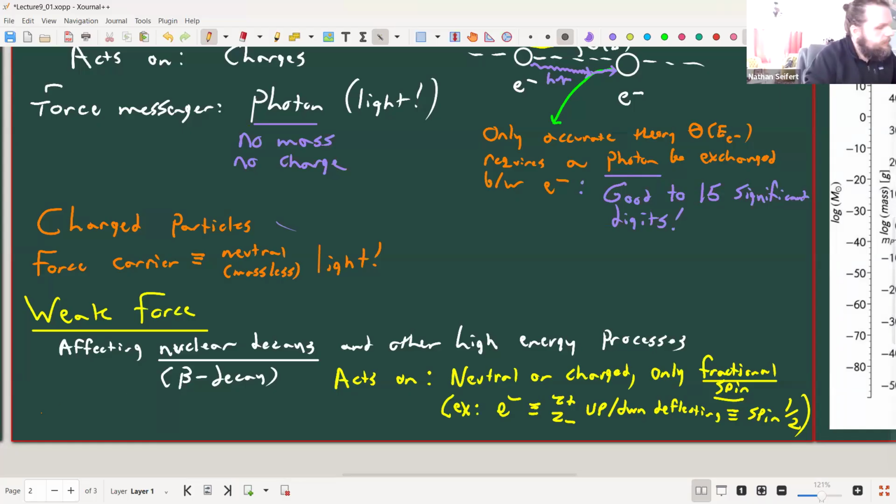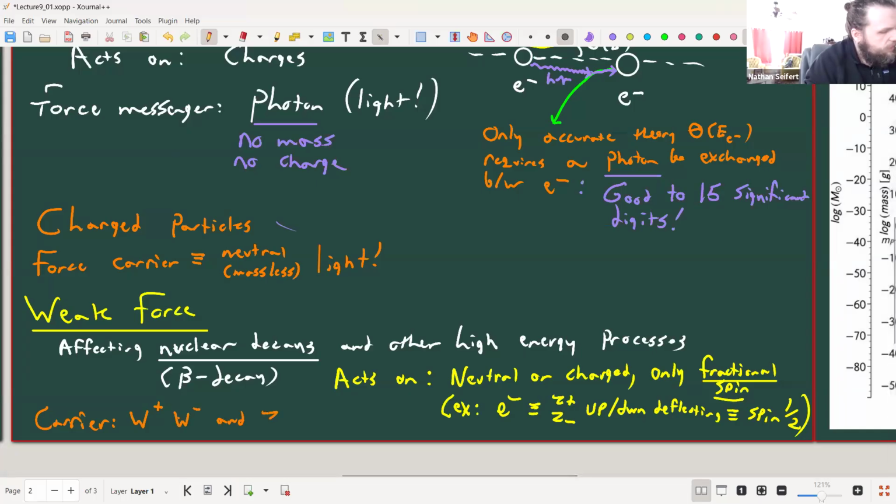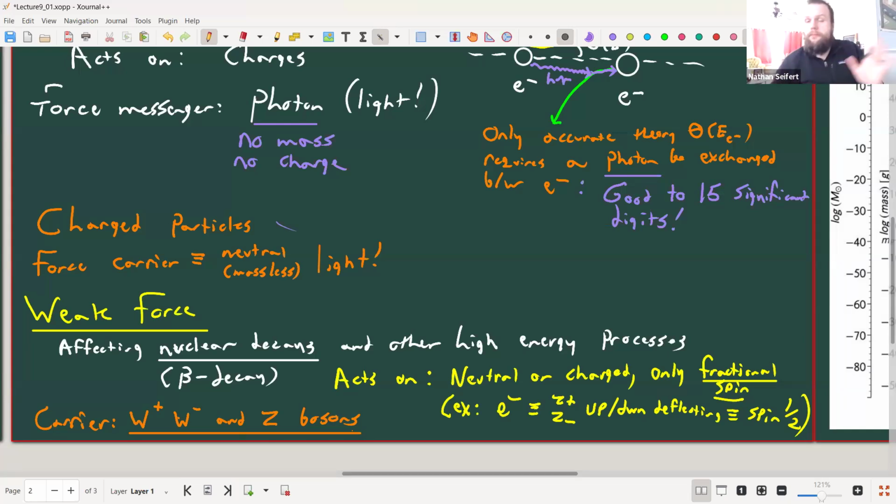And the carrier, there's 3 of them. And the interesting thing is they're so high energy, we hardly even care about them. They're called the W plus and minus and Z bosons. You've probably never heard of them. In fact, they were not discovered experimentally until the 1970s, I think.